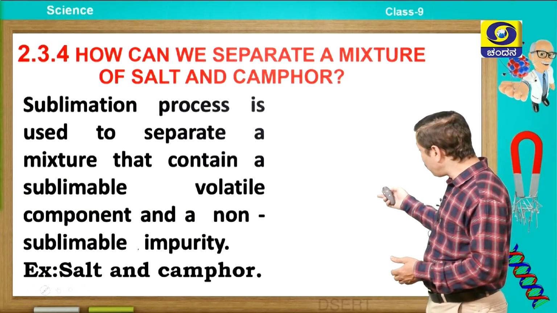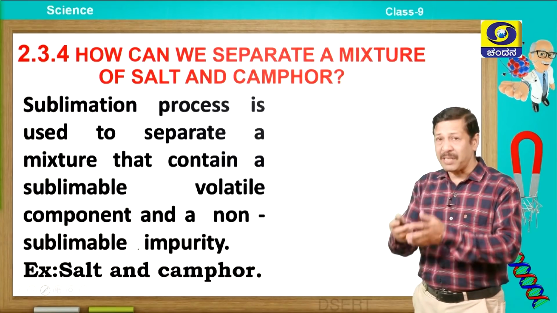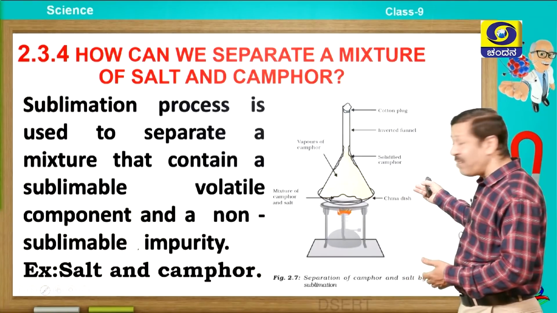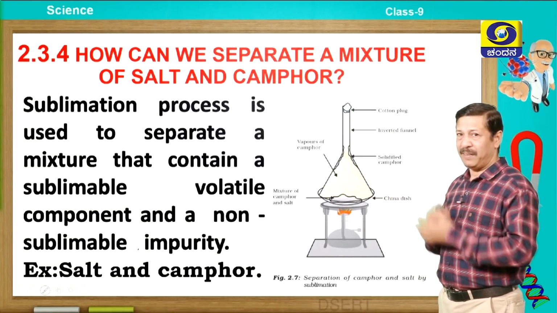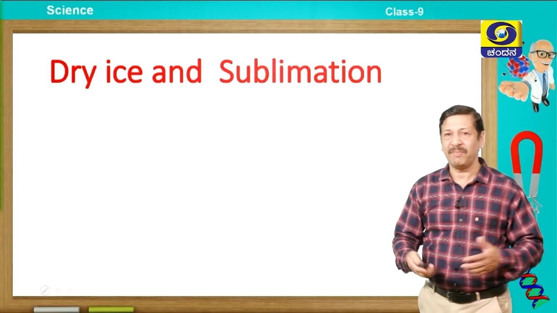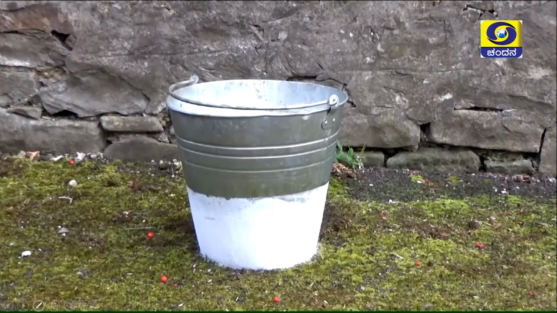Example, the mixture of salt and camphor you can separate with this method. Here is the diagram, you have to practice this one, very simple one. The dry ice and sublimation. Observe here. What is this?